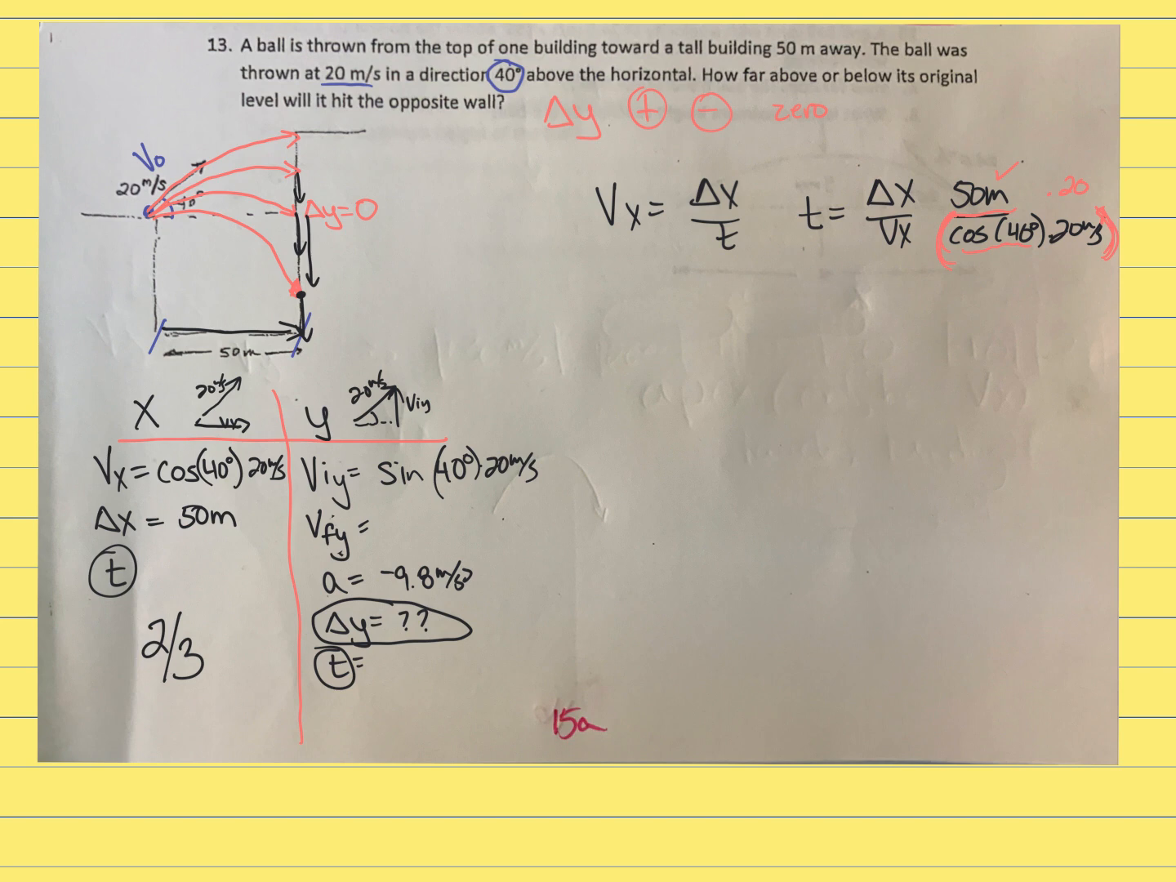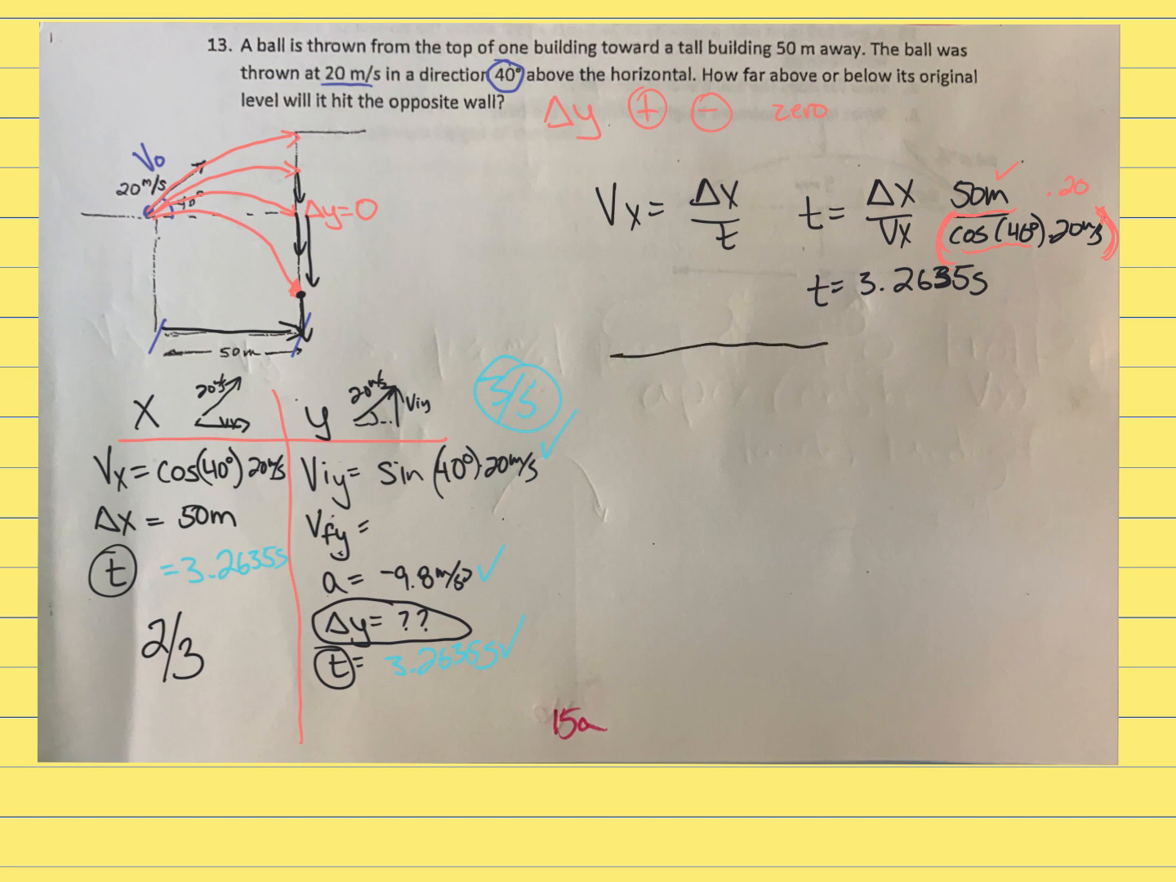Now we get a time equal to 3.265 seconds. And you can carry more decimal points if you want, or you can just leave it on your calculator screen. And that's a stepping stone. But if you like, we can put that in, 3.2635 seconds. And now we have 1, 2, 3 pieces. 3 out of 5 means we're good to go. We can start trying to find delta y.